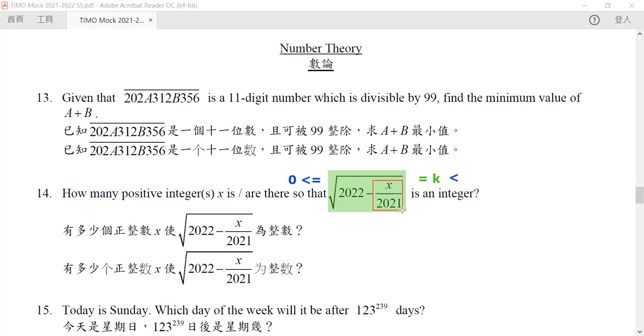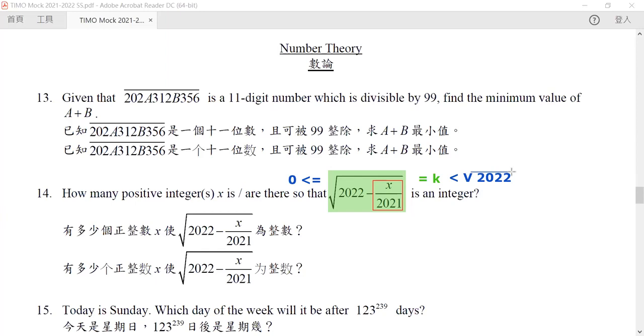Because our x is a positive integer, it is always equal to 2022 minus something, and that something must be greater than nothing. Hence our k must be smaller than the square root of 2022.